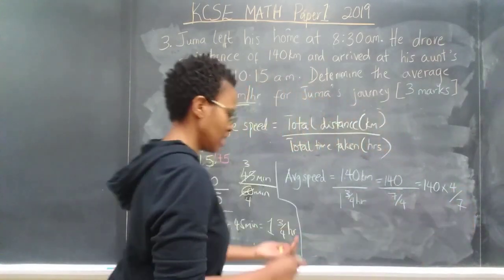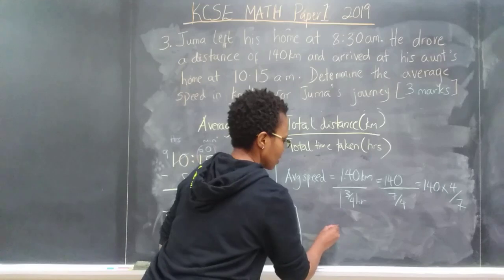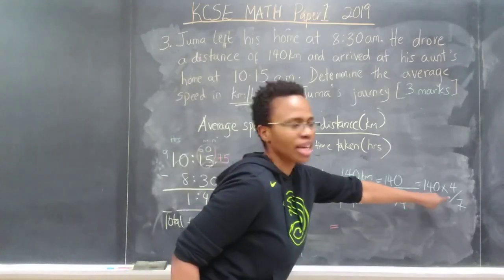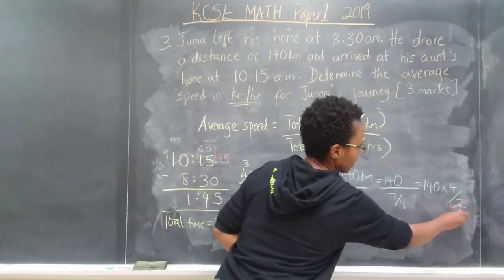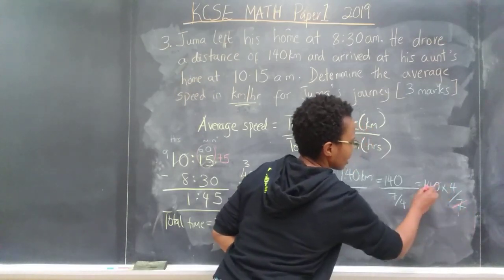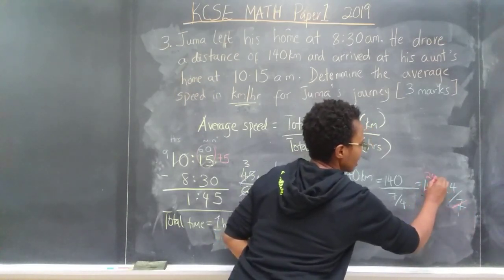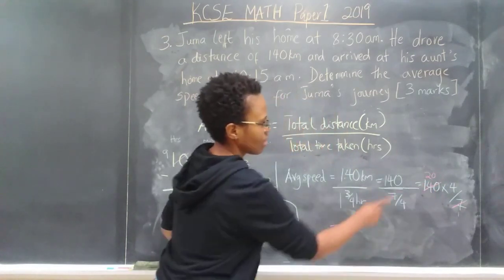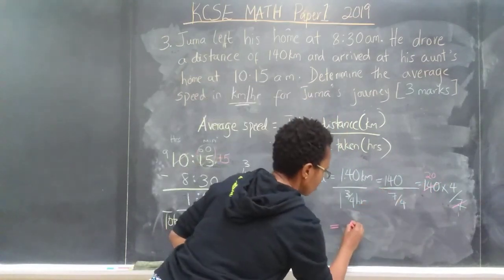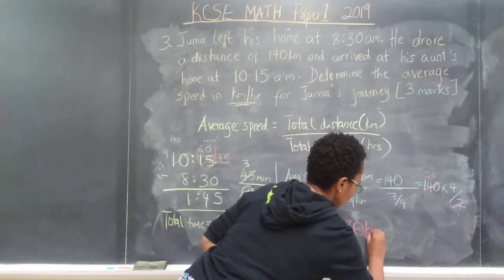So now we can finally solve for our average speed. We have 140 times 4 over 7. So we can cancel this. 7 divided by 7 is 1, and here 7 goes into 140, 20 times. So we have 20 times 4, which is 80 kilometers per hour.